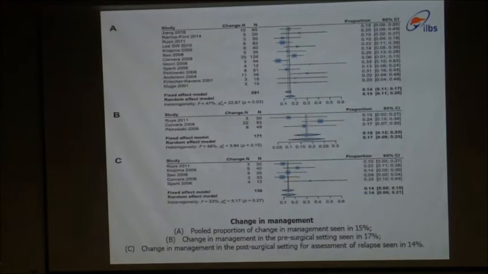This is the forest plot graph, in which various studies were included, and the pooled population was analyzed for the change in management seen. In A, it is showing that there was a change in management in 15% of the cases. In B, the change in management in the pre-surgical setting was seen in 17%, and the change in management in the post-surgical setting for assessment of relapse was seen in 14%.